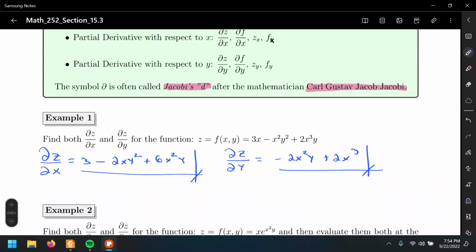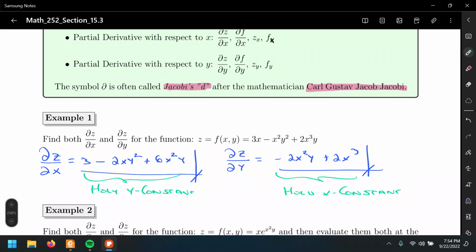All right. We're going to do more examples. So what did we do here? Hold y constant, hold x constant.